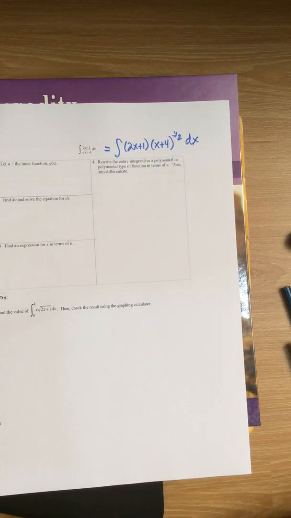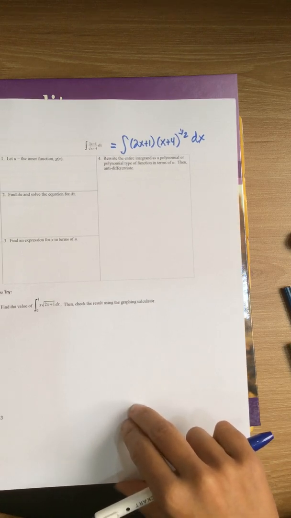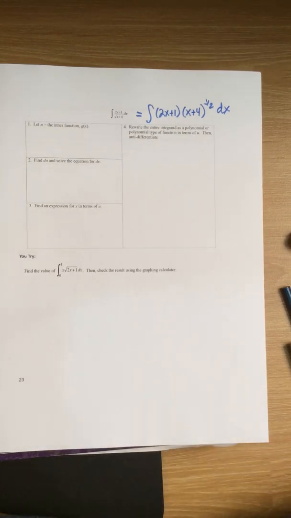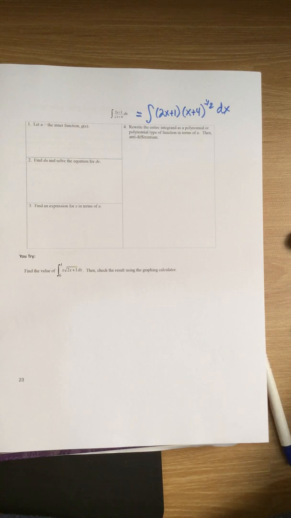Okay, so what am I going to do here? First of all, your thought is like, this is complicated. What's my inner function? What's my outer function? So sometimes you have to play around with them. Sometimes you'll pick out a u and it won't be helpful.